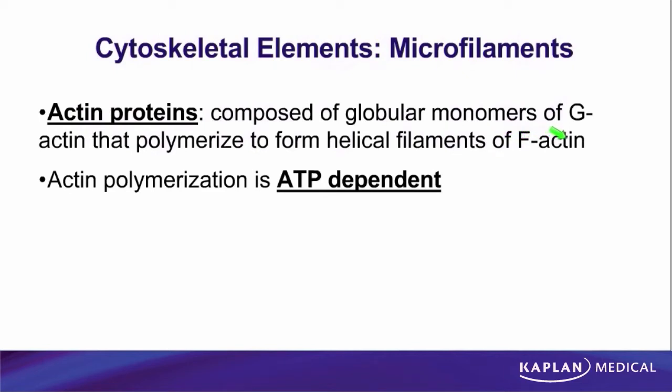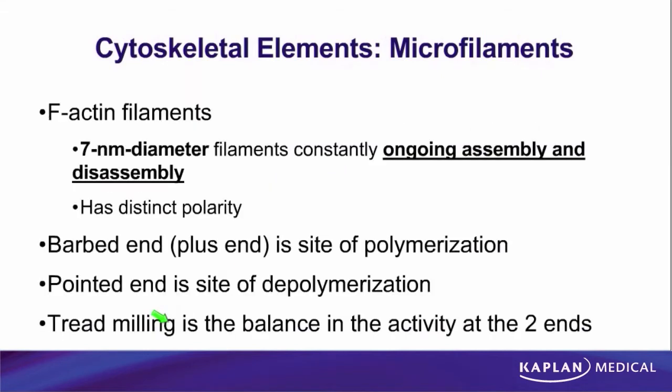This is an ongoing process that is energy dependent, so it's ATP dependent. So actin filaments are continually being polymerized, but they're not getting longer and longer because at the same time that they're polymerizing, they are depolymerizing. So at one end of the filament, it's polymerizing. At the other end of the filament, it's depolymerizing. So we have this ongoing assembly and disassembly.